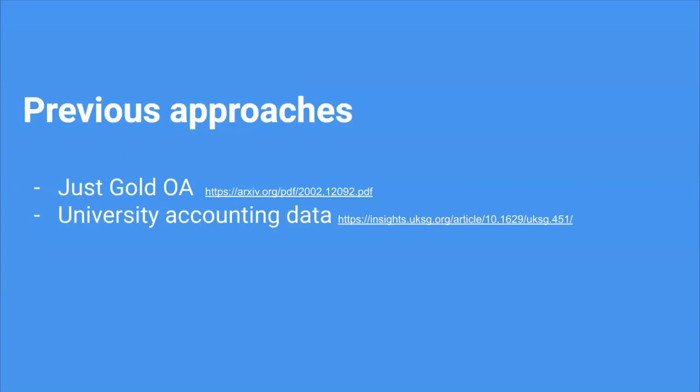People are hobbling together money to pay, but we want to help you understand how much is being paid by all the authors in your university. So two previous ways to do that were to look at just gold open access, and there's a reference there. That's relatively easy. A different way is to look at university accounting data.